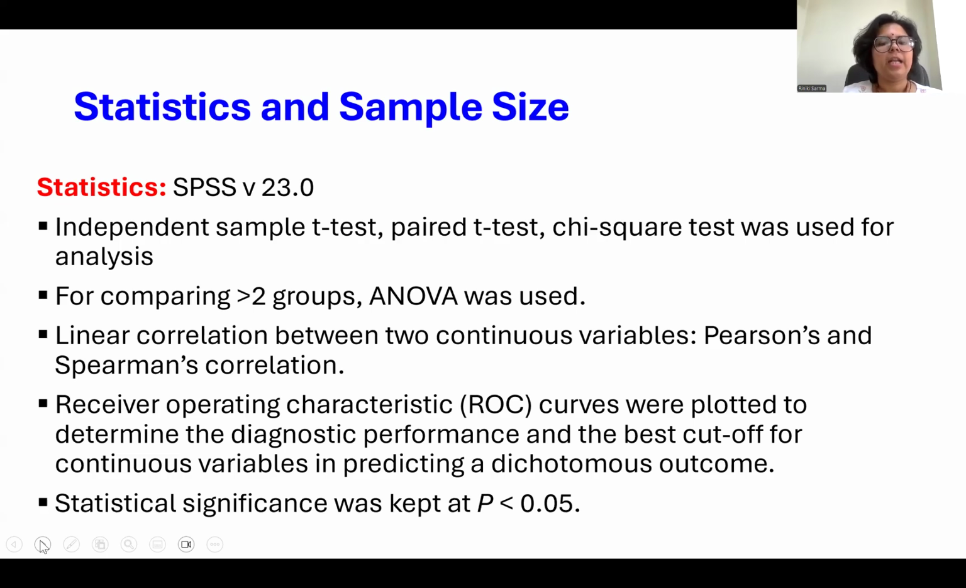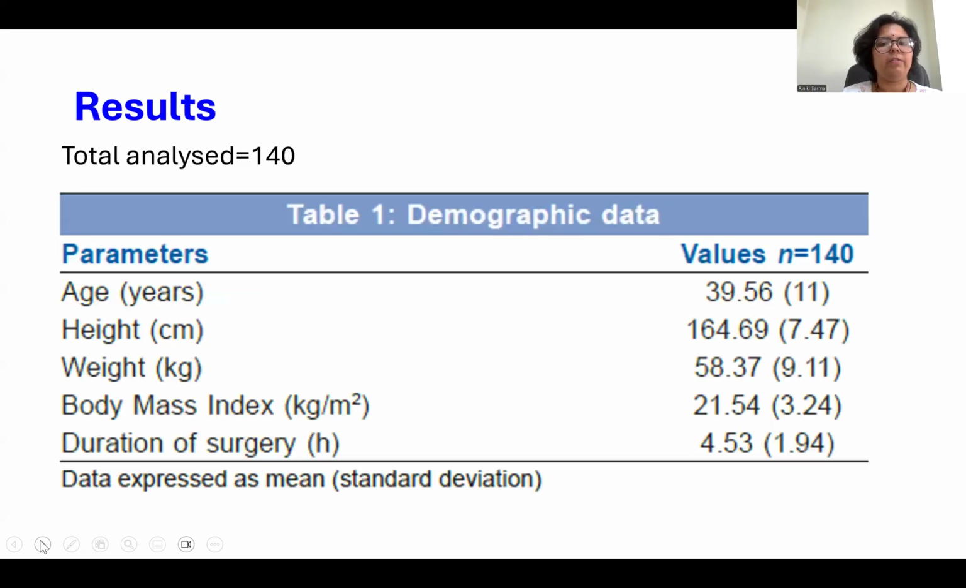Statistical analysis was done using SPSS version 23. Independent sample t-test, paired t-test, and chi-square test were used for analysis. For comparing more than two groups, the ANOVA test was used. The linear correlation between two continuous variables was done by Pearson's and Spearman's correlation. Receiver operating characteristic, the ROC curves, were plotted to determine the diagnostic performance and the best cutoff for the continuous variable in predicting a dichotomous outcome. The statistical significance was kept at p less than 0.05.